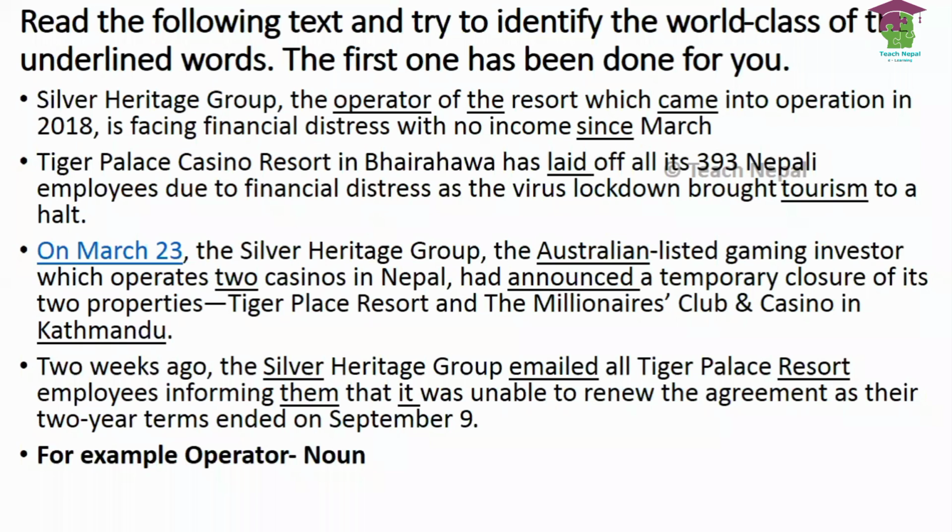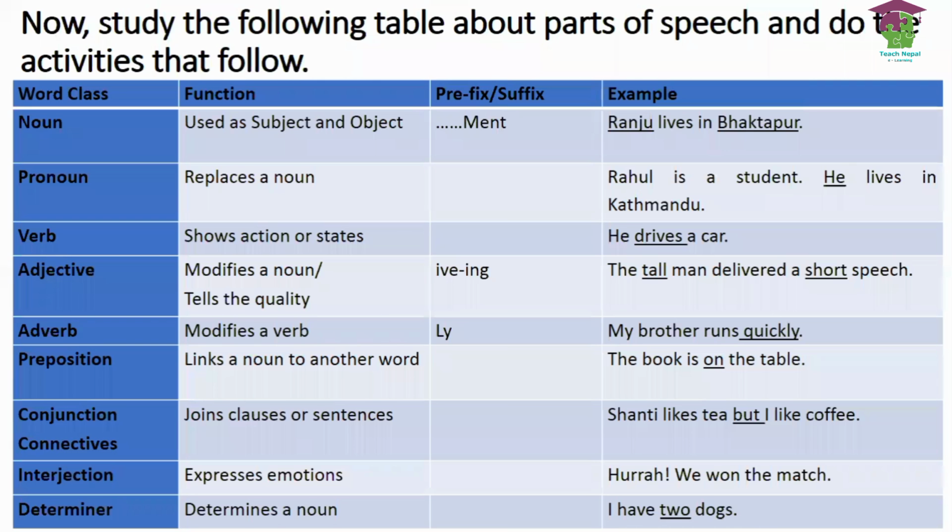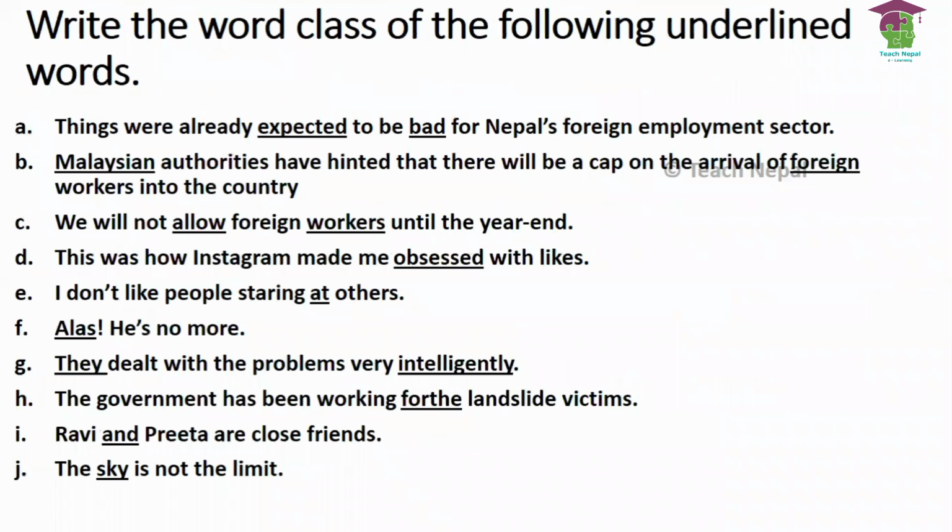Now in the exam you will be given the exercise in this way, right? Some words will be underlined and you have to find out the word class of the particular underlined word. For example, the operator here in this way. So you can go through the description of noun, pronoun and all other parts of speech or word classes. In the exam you'll be asked in such a way. You see, some words will be underlined. You will be asked to find out the word classes. So these are the additional exercises.